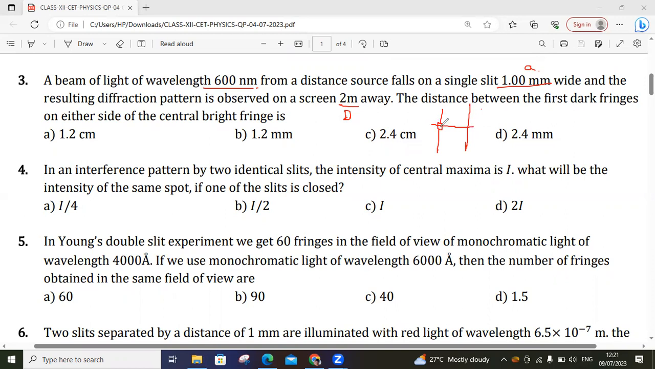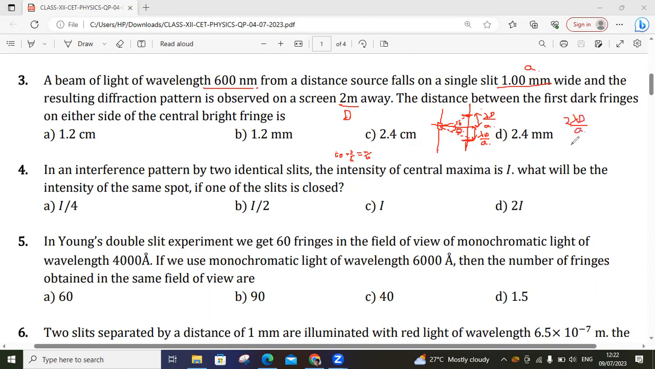We know that the first minimum or the first dark fringe comes at theta equal to lambda by a, which is equal to x by D. So this distance is lambda D by a, the first dark fringe. You can see the notes, it's covered there. Symmetrically, this will also be at lambda D by a distance. So lambda D by a plus lambda D by a will be the distance between the two first dark fringes on either side of the central fringe. So our answer is 2 lambda D by a.